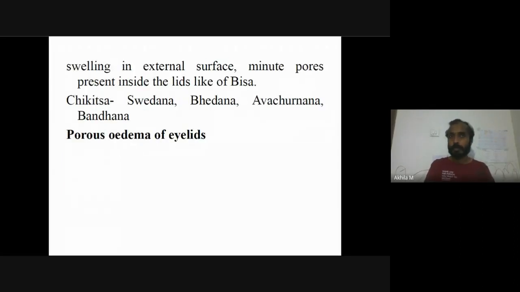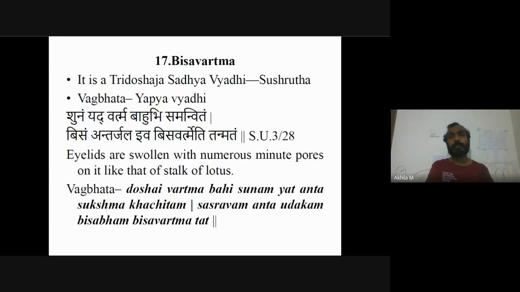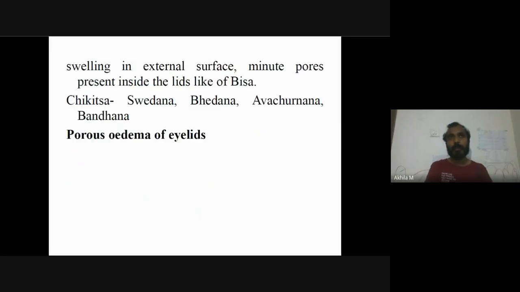Swedana is advised, Vedana is advised, and Chedana Bandhana is also advised. Some porous edema of the iris can be correlated with visavarma, that is because of any factor due to some infection or inflammatory condition. If there is any swelling in the external aspect, when we are averting the lids, if you are seeing some porous edema, some minute openings in the inner aspect of the lid, then that type of swelling, that type of porous edema can be correlated with this visavarma.